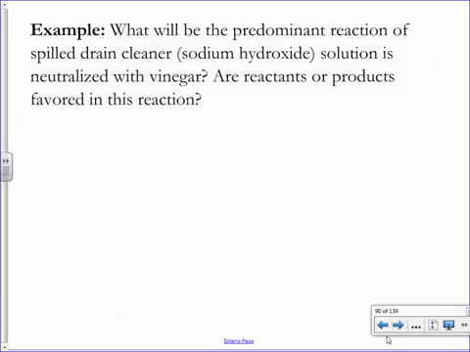Okay, let's just flip all the way to the examples, and I'll cover the stuff I skipped in there. Let's figure out what's going to happen if sodium hydroxide gets neutralized by vinegar. You guys find this one? Okay, so what we've got is sodium hydroxide.